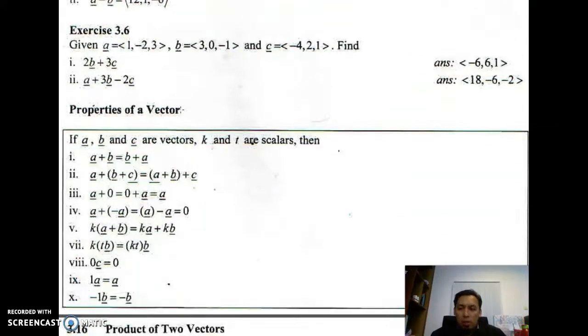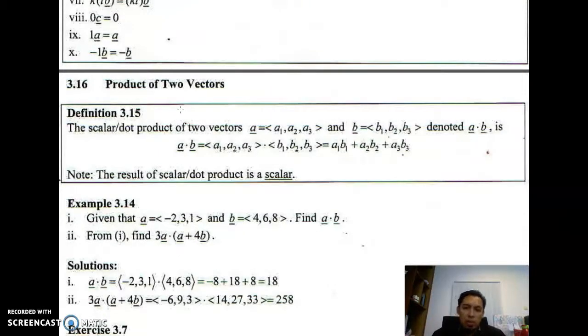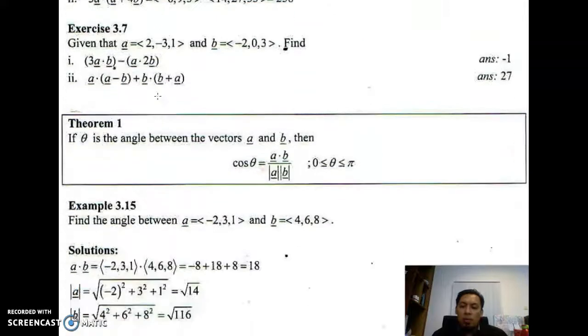In the next part, we are going to talk on product of two vectors, which is more important, right? Because this is going to be used later in application. Okay, just a brief introduction on that. When we say product of two vectors, we are actually multiplying the two vectors. However, there are two kinds of product in vectors. We have dot product and we have cross product.